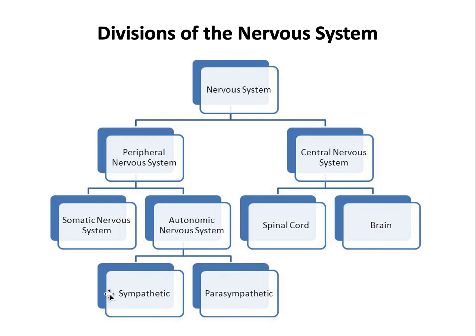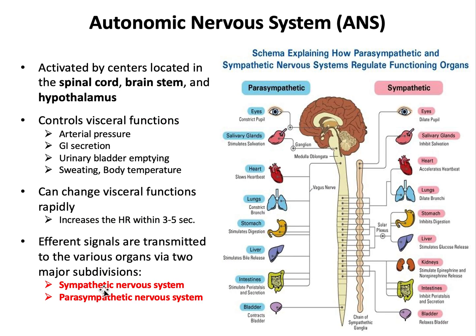But know that both of these pathways are working continuously. It's just that if we are in a fight or flight situation, the sympathetic would be fully activated. Okay. All right, so autonomic nervous system.